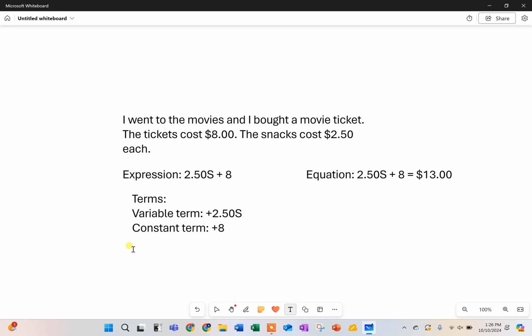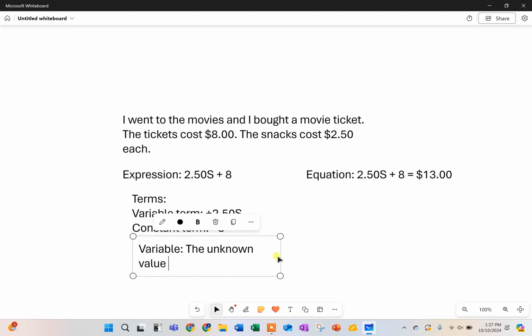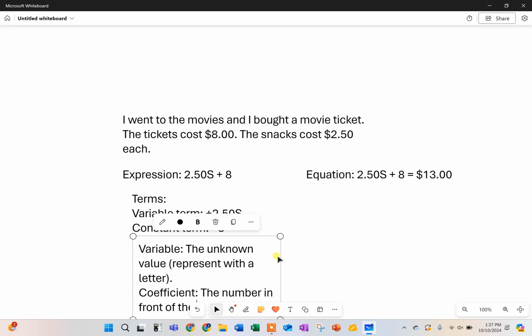Next, we're going to talk about the variable term. So the variable term has two components. It has the variable, which is the unknown value, and we represent this with a letter. And it has a coefficient. And the coefficient is the number in front of the variable.